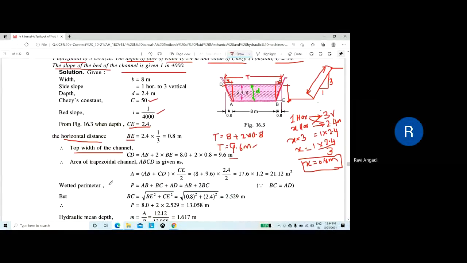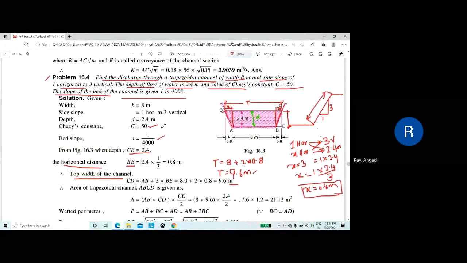So can anyone tell what is the formula for the area of a trapezium? Area of trapezium? Because we require that area, because the formula is what? Q equal to AC root of M into I. So I need to calculate the area of the trapezium. How will you calculate the area of the trapezium? What is the formula? Trapezoidal formula? A plus B divided by 2 multiplied by H.